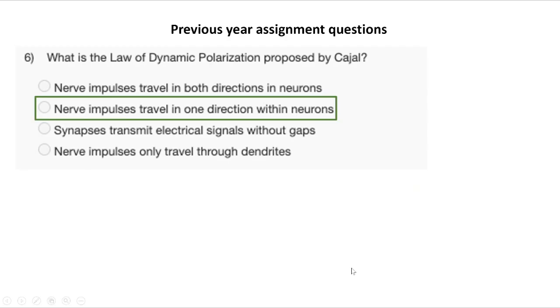Next question. What is the law of dynamic polarization proposed by Cajal? Like we discussed, Cajal was the one who came up with the neuron doctrine, or the fact that neurons are independent entities which communicate with each other, but do not form a reticular network. That was what Cajal had proposed.